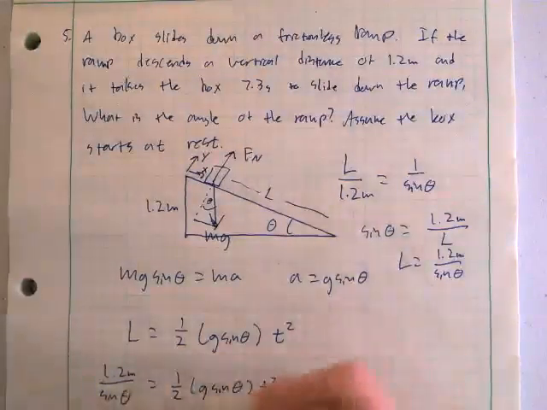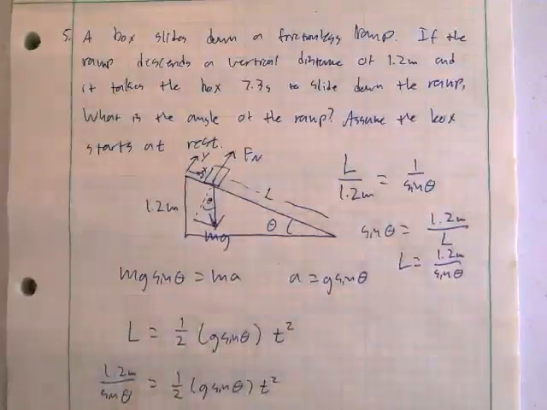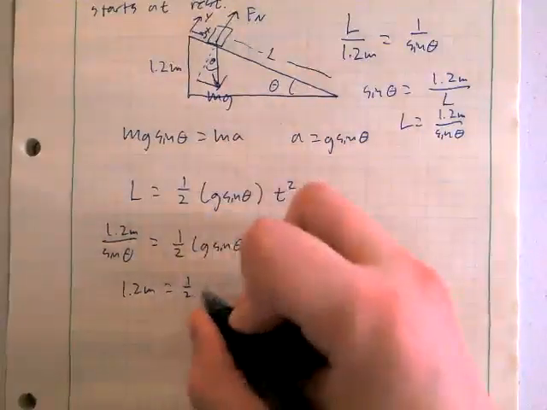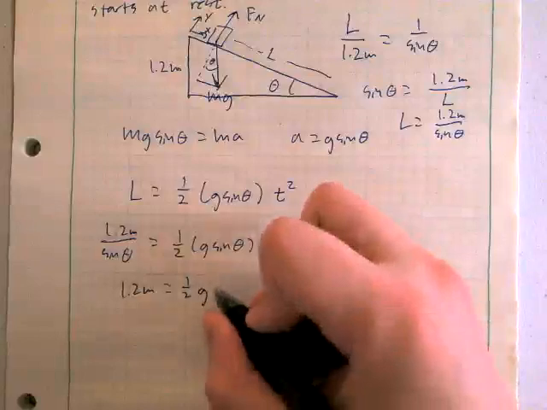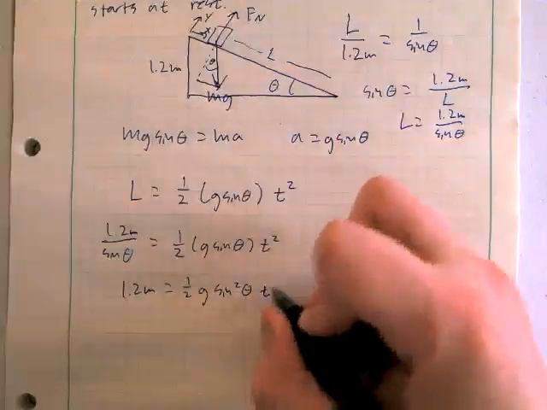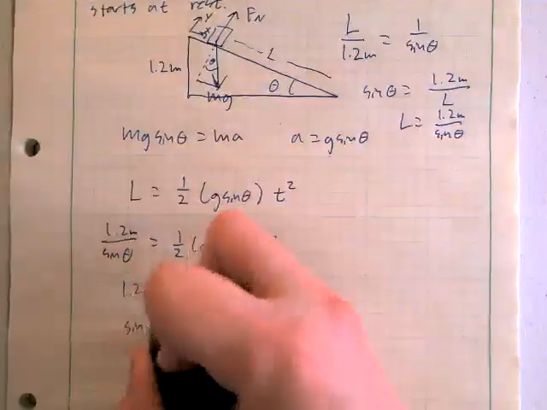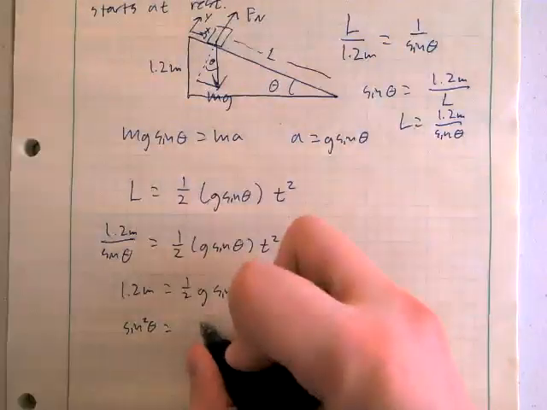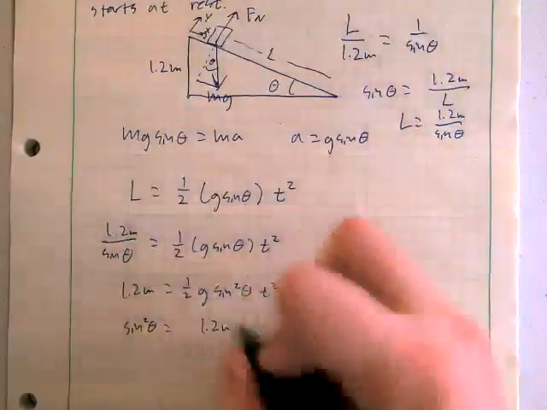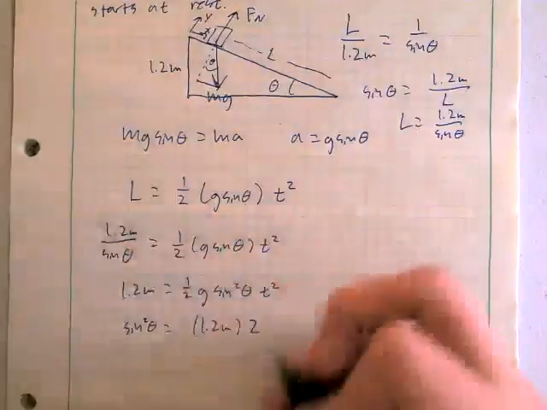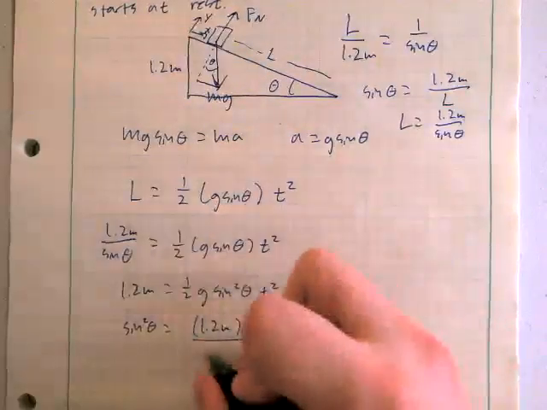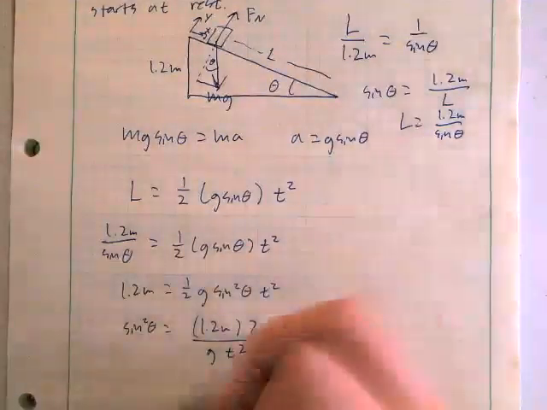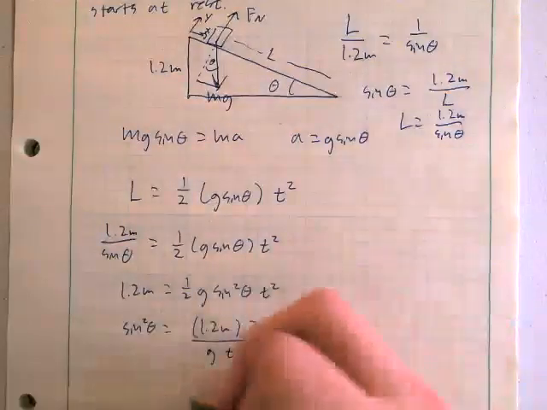So let's go ahead, let's rearrange, let's move this sine over. So we have 1.2 meters, make sure I don't go off the page here, equals 1/2 g, so we multiply both sides by sine of theta, g sine squared of theta times t squared. Now I want to get this by itself, so we have sine squared of theta equals, let's move all this stuff over. We have 1.2 meters times 2, right? Divide by 1/2 times 2, and then divide by g t squared, right? Okay, so take the square root and then take the inverse sine, and here's what we get.